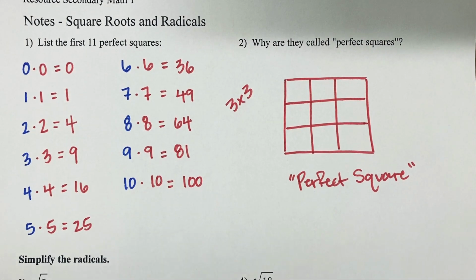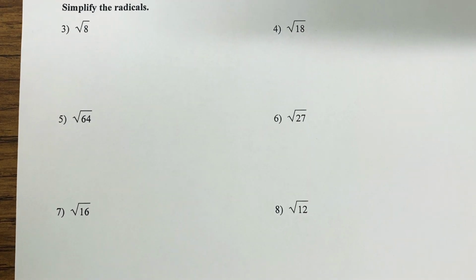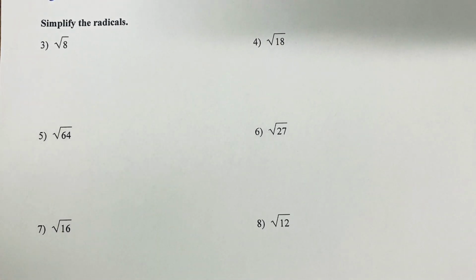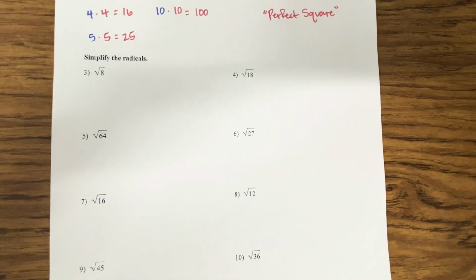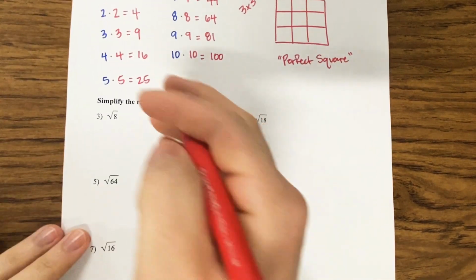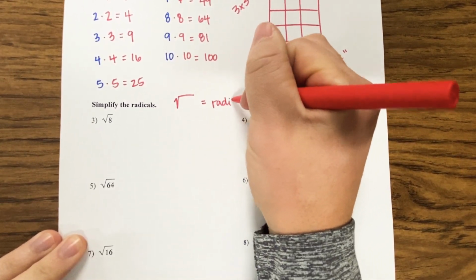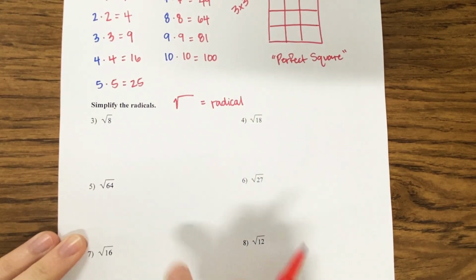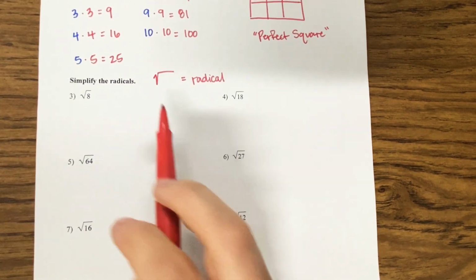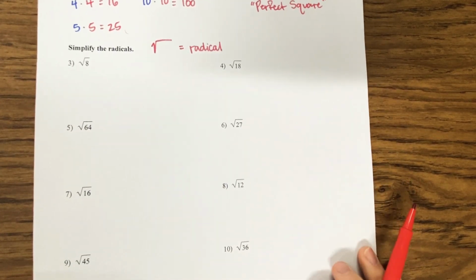So let's look down at 3 through 10. You can't see 10 up here on the video, but look at 3 through 10 and identify, are there any perfect square numbers? Are there any numbers inside these radicals? In fact, let's define that right here. This little sign right there is called a radical sign. All these numbers are inside these radicals. Can you see any numbers that are also on this list we made up here, 0, 1, 4, 9, 16, all these guys? Do we see any?